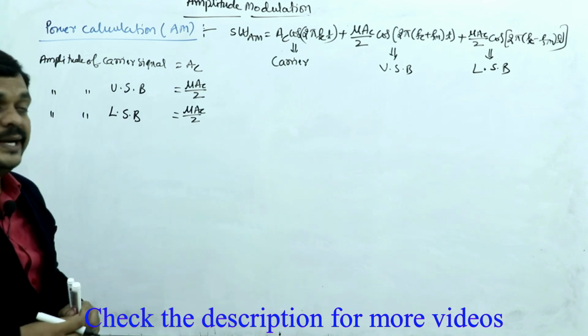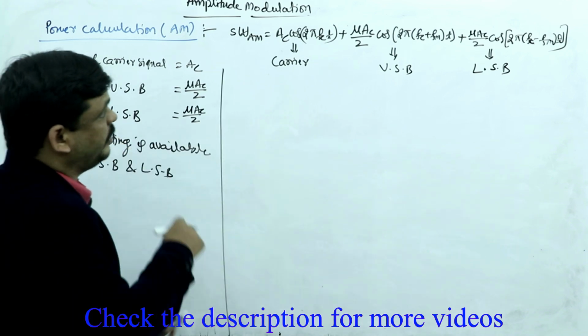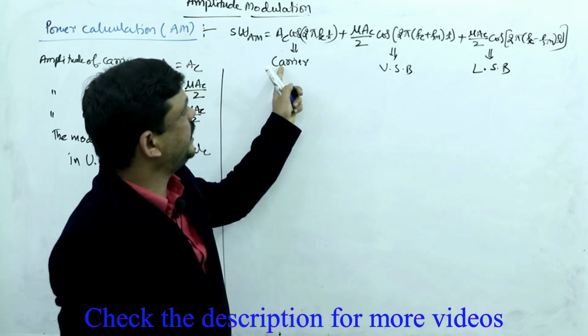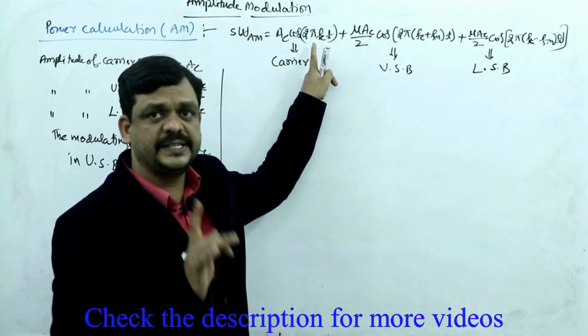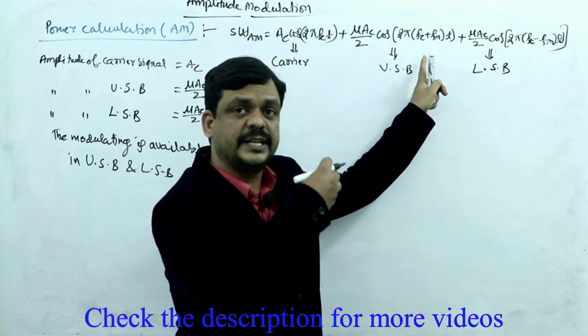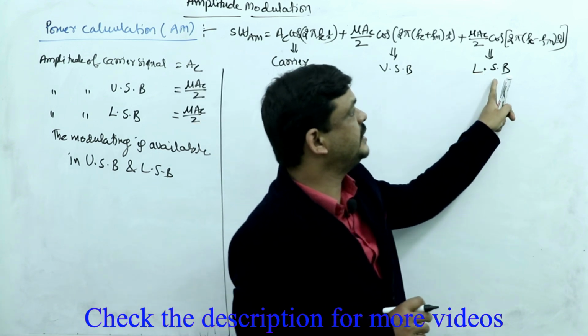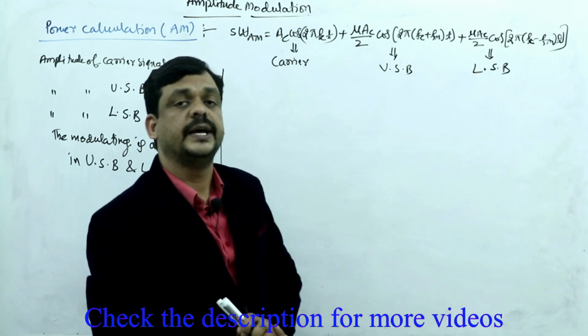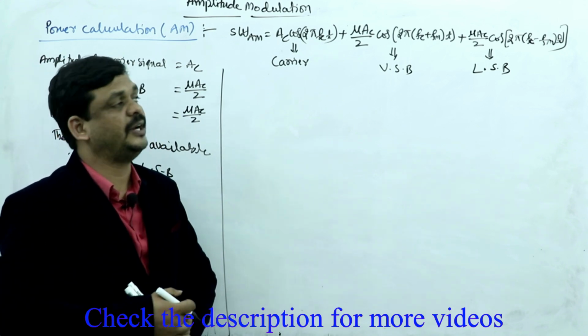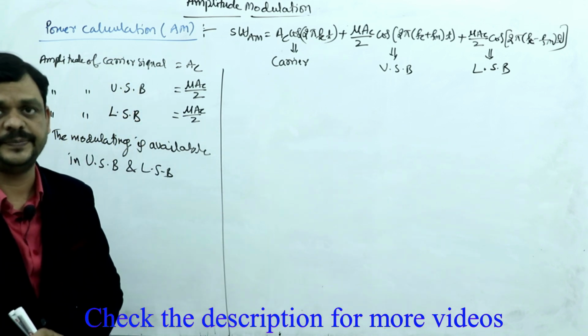Another important point is that the modulating signal is available in these two terms, because this is the pure carrier signal. It has only one frequency, fc. And the upper sideband signal consists of fc plus fm. So the modulating signal is available in the upper sideband and lower sideband of the AM modulated signal, right?